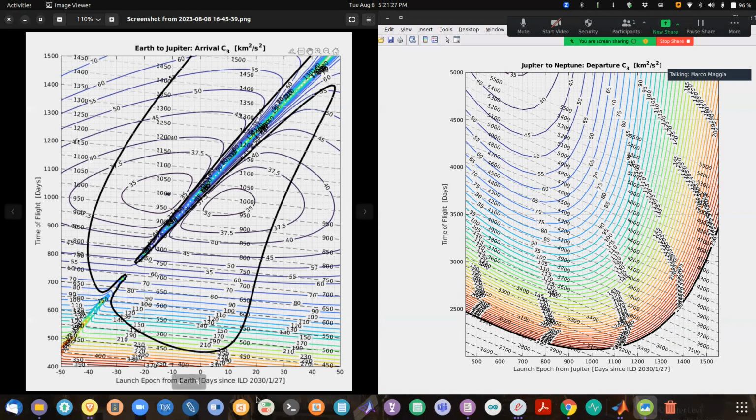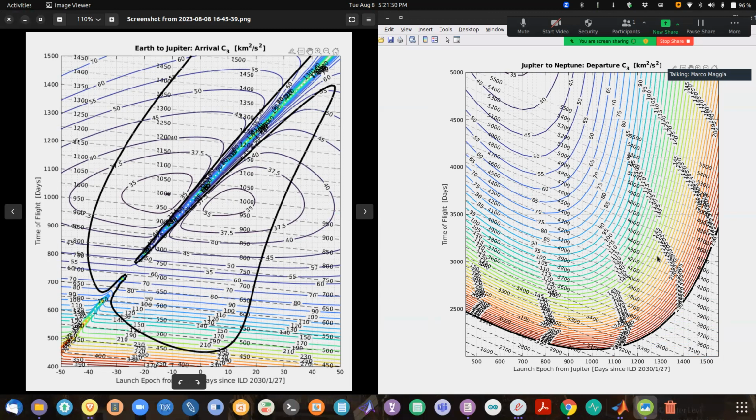You have plus 10 days with respect to the 27th of January 2030. It's going to take you 760 days, roughly, to get to Jupiter, and you'll get there with the C3 of 50 kilometers squared per second squared.